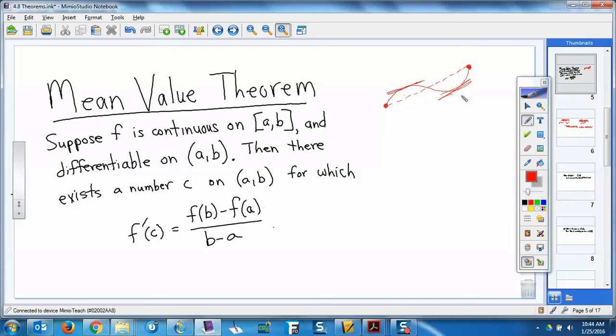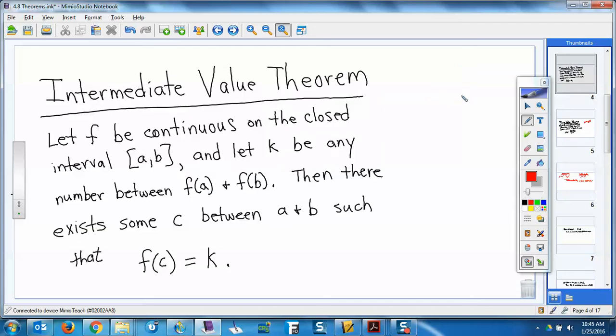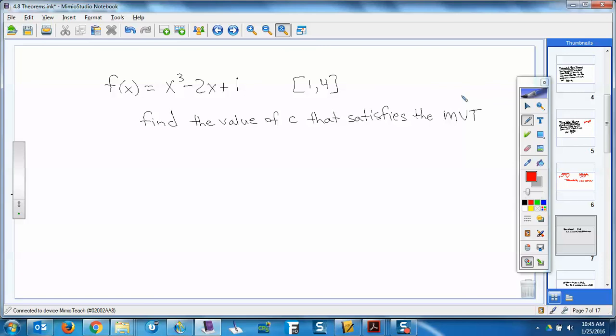We try to find the max value of F. We look where F prime is 0, right? Those connections between F and F prime are really the foundation of most stuff we've done so far this year. This is an equation that actually connects those. So first of all, let's just do a kind of simple problem here.